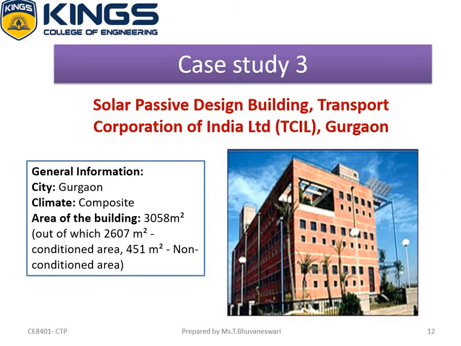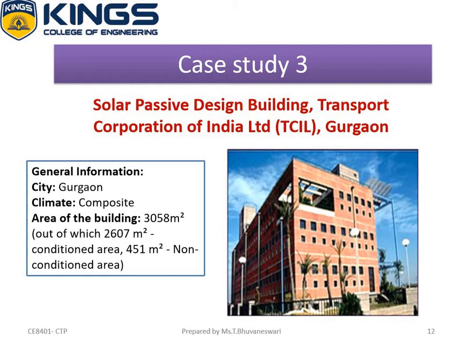And then the third case study, which is in India, the Solar Passive Design Building. It is an office building, Transport Corporation of India Limited, Gurgaon. So it is situated in Haryana. The total area of the building is 3058 square meters, out of which 2607 square meters is conditioned and 251 square meters is non-conditioned area.